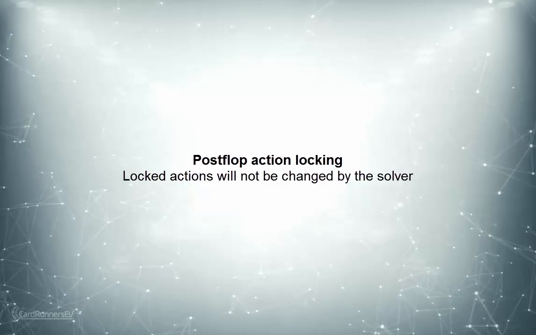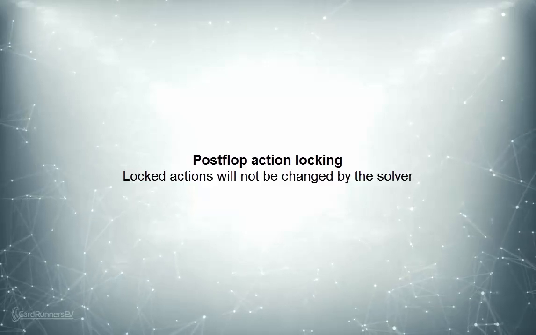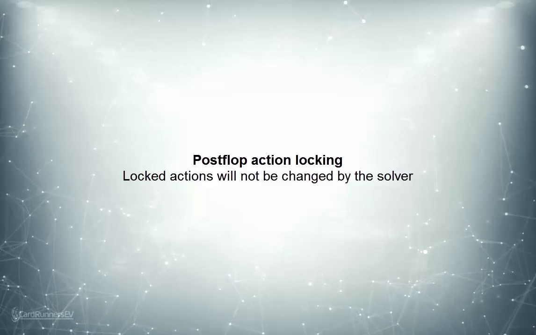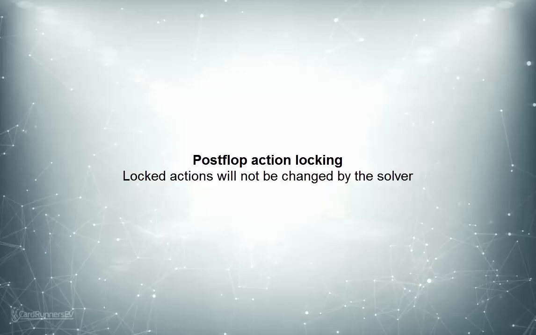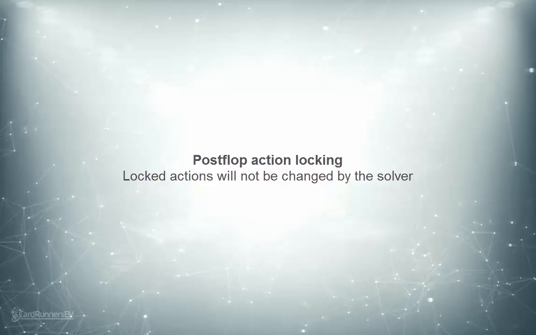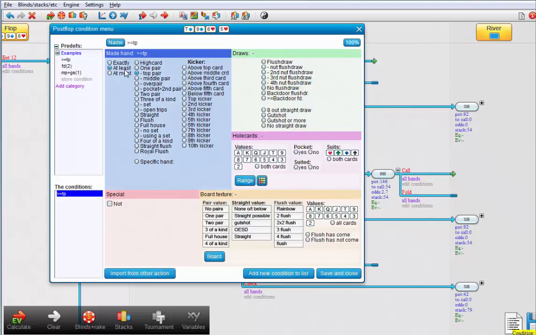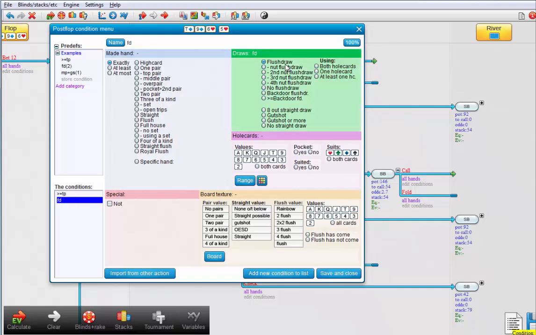The new locking feature should make post-flop analysis quite a lot easier than before. If you want to analyze a hand, all you would need to do is enter the parts in the tree that you're interested in and let the solver fill in the rest with an equilibrium. So for example, let's say that we want to bet top pair or better, a flush draw or an 8-out straight draw.